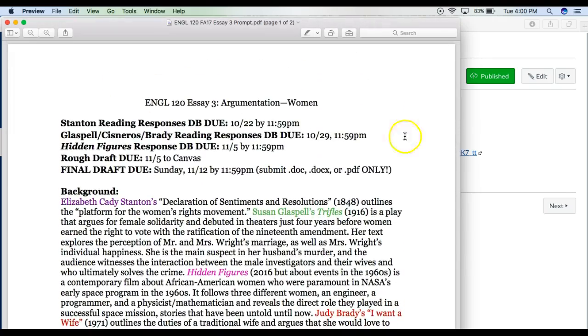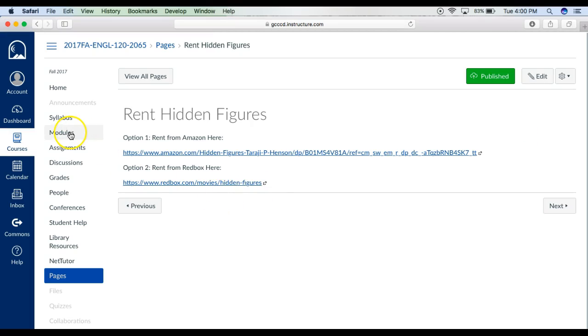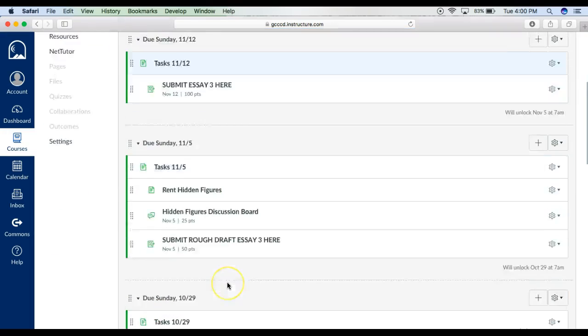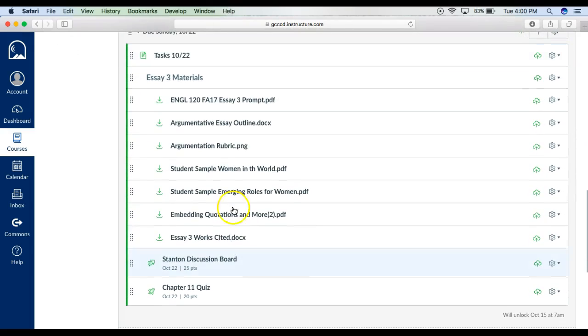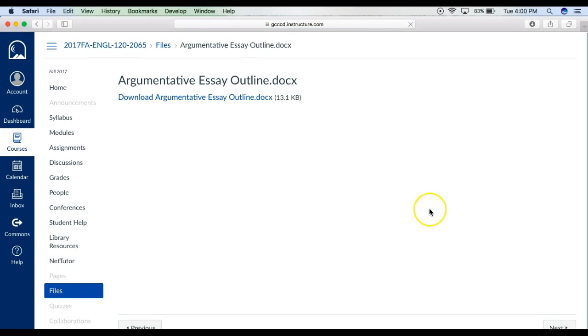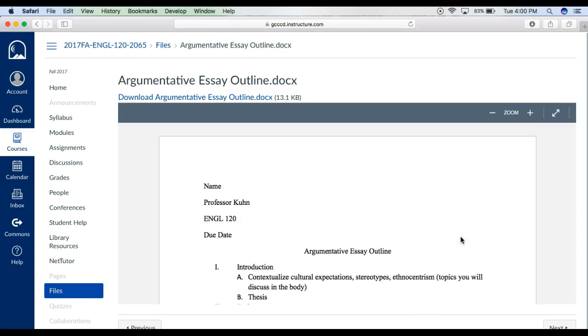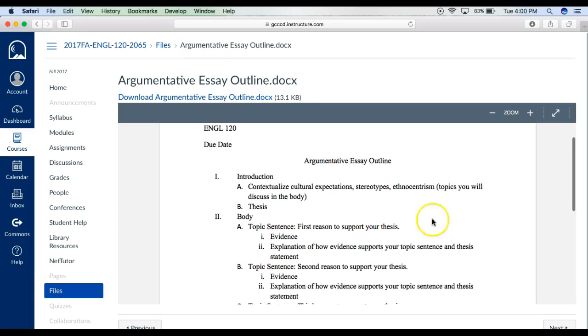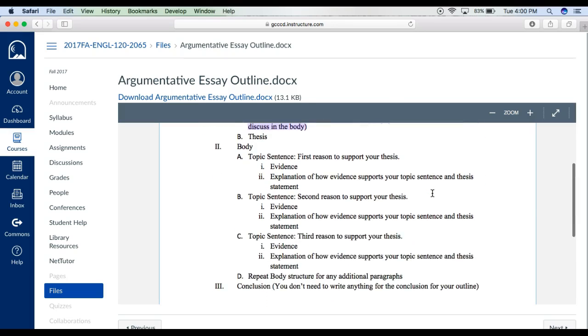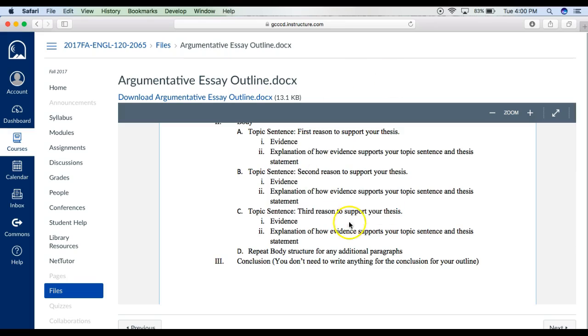Okay, so now we can get into some of the other things that are on Blackboard. So let's go back to our modules. Okay, so we have the argumentative essay outline. Keep in mind here, this is the same one that we use for essay 2. It's very brief. Okay, here instead of cultural expectations, right, you're going to contextualize the topic of women, right? So you just need to change that for your specific topic for women for this unit and your thesis. Then again, same as last time. First reason to support your thesis, evidence, and explanation. And then you repeat the body paragraph structure for every additional paragraph you have after the third one.